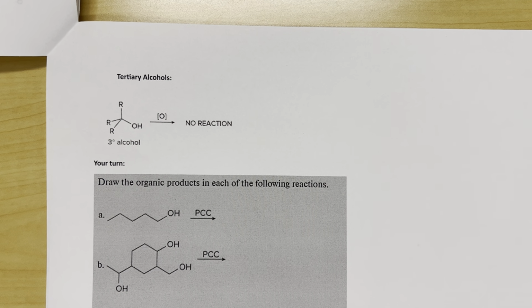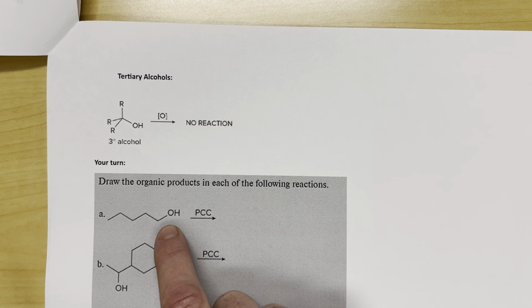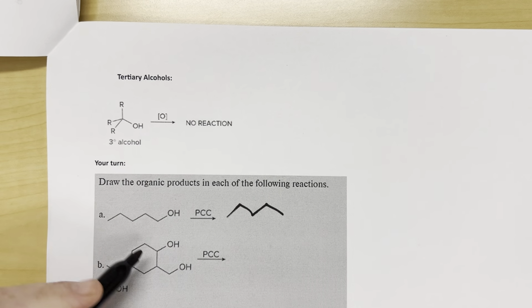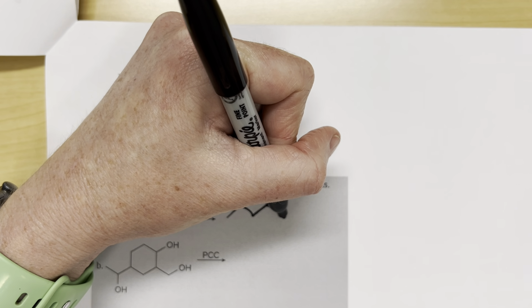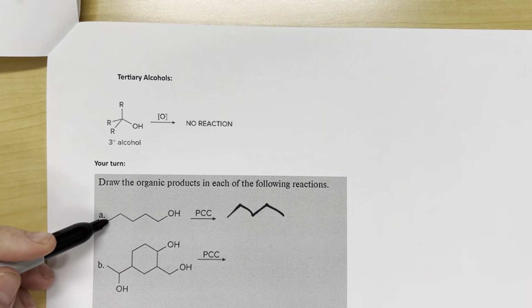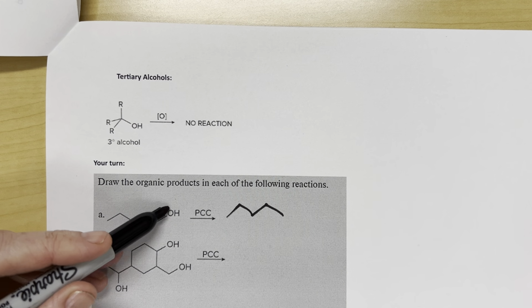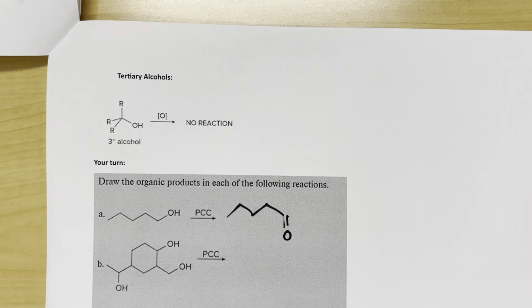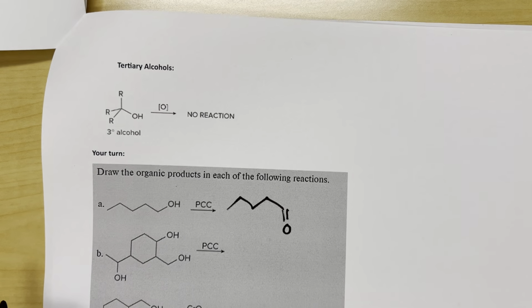All right, let's go ahead and test this out and see if we understand. So here we have a primary, and we're reacting it with PCC. If you remember, that's going to make it an aldehyde. So I drew 1, 2, 3, 4, 5, 1, 2, 3, 4, 5. And on the fifth one, this oxygen is no longer going to be an alcohol. It's going to become an aldehyde, like this. You could draw the hydrogen if you want to. I'm not going to because I don't like to.